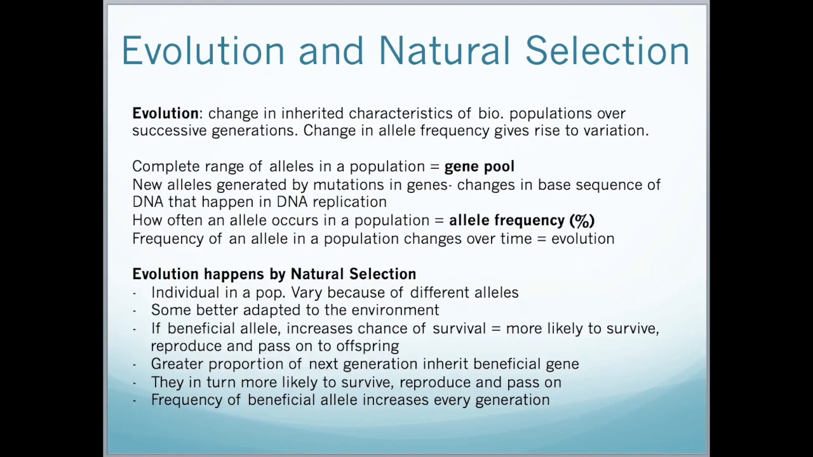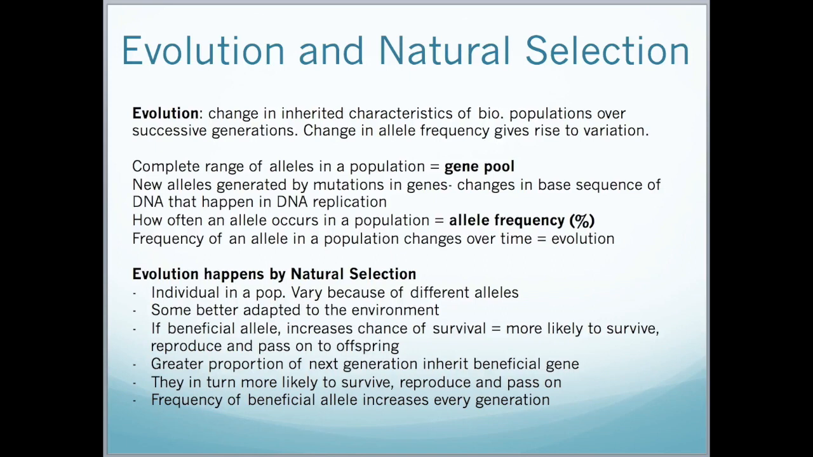So let's look at evolution and natural selection. Evolution refers to the change in inherited characteristics of biological populations over successive generations. This is the change in allele frequency, which gives rise to variation. Gene pool refers to the complete range of alleles in a population, and new alleles are generated by mutations in genes. Changes in the base sequence of DNA happen during DNA replication, which lead to mutations.